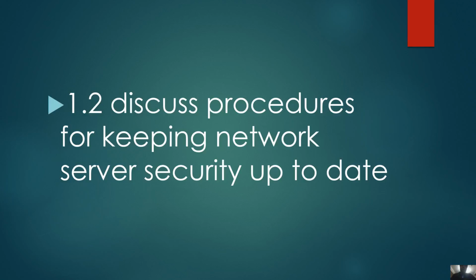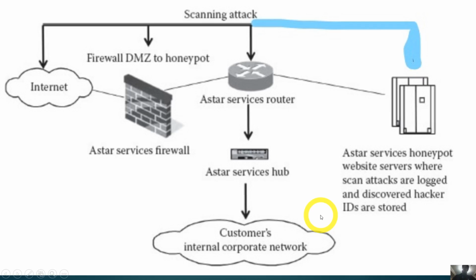Okay, just quickly, we will now explain 1.2. Discuss procedures for keeping network server security up to date. Well, before that, we will explain a little bit about how the network works. So, as you can see, we have here a server, a router, a switch, a firewall, the internet, and finally we have the customer.